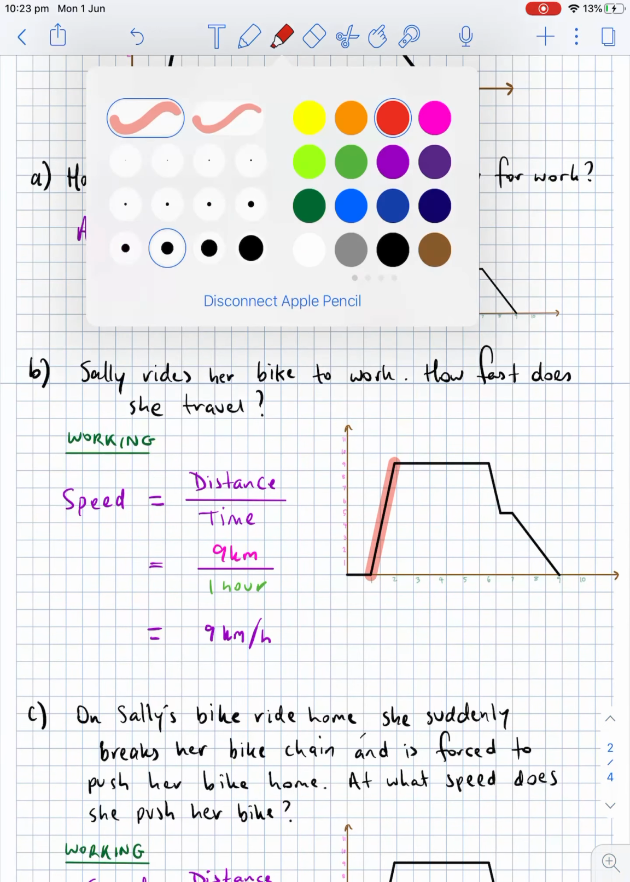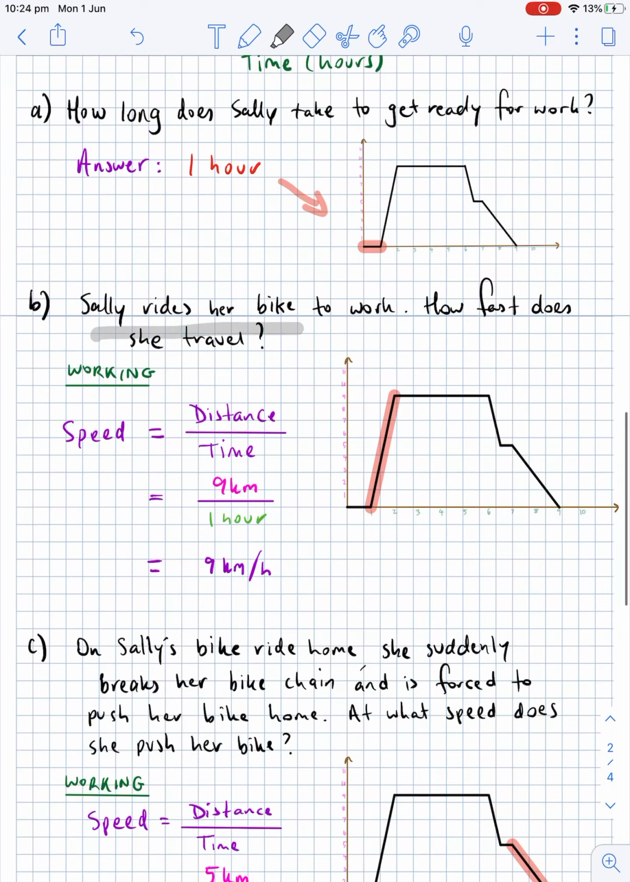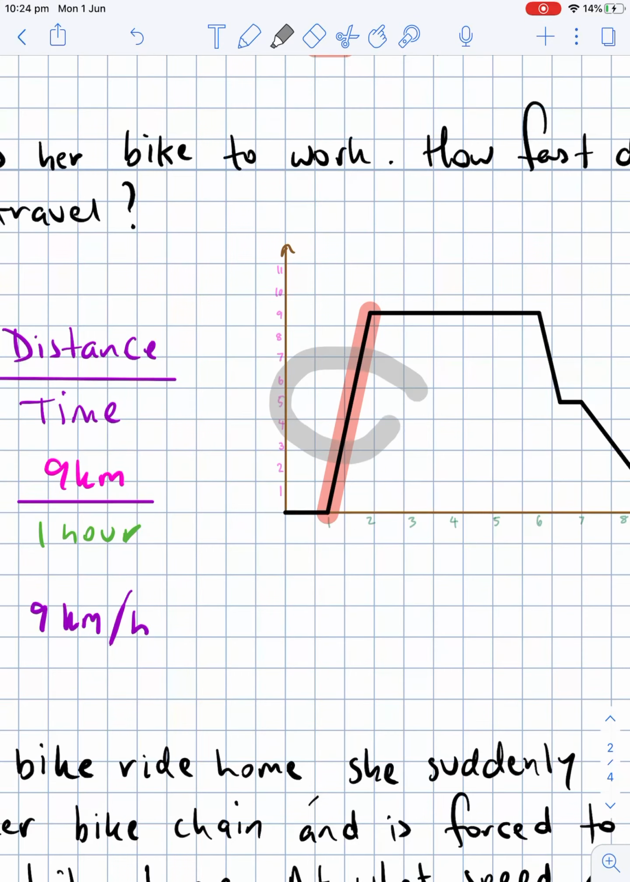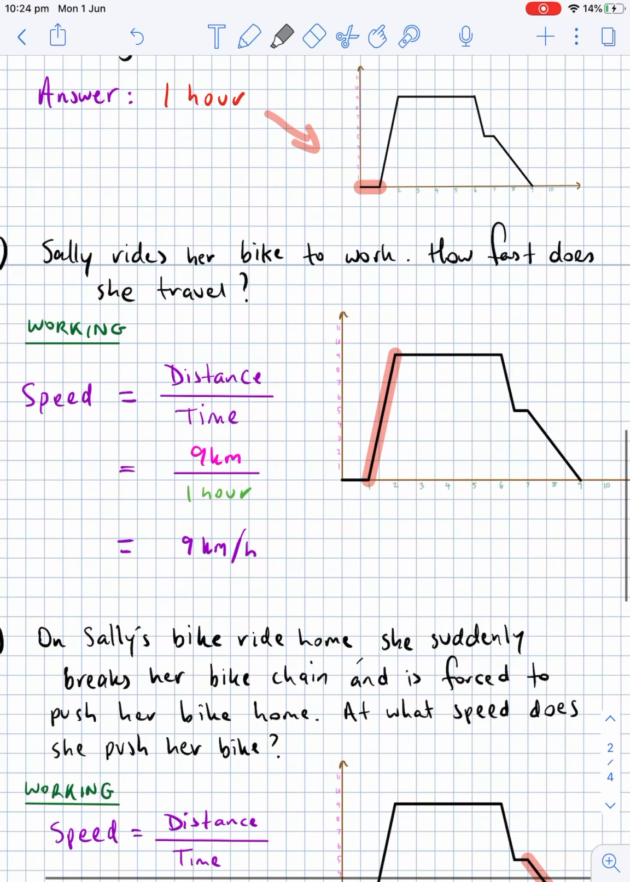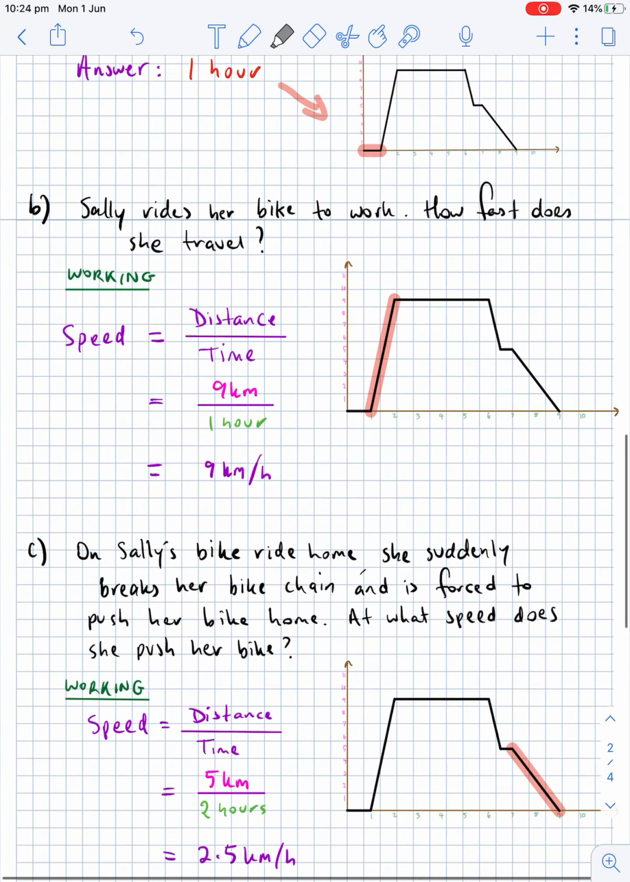Okay, next up, Sally rides her bike to work. How fast does she travel? So she rides her bike to work. This is when she's going to work, this highlighted line here. We've got to think, how fast does she go? Well, speed is equal to distance over time using the DST triangle.